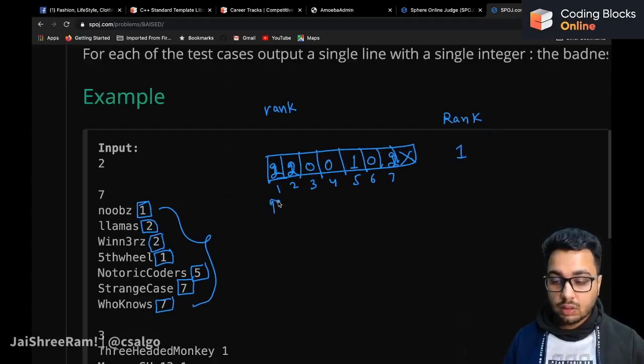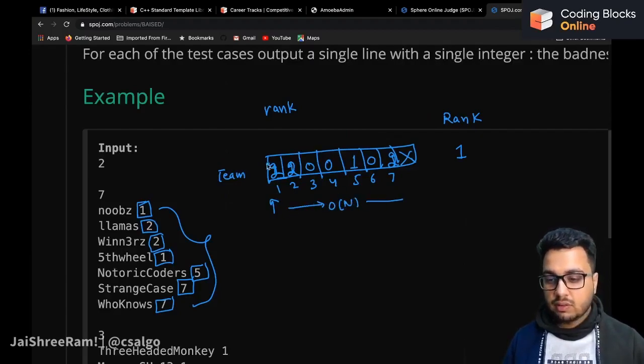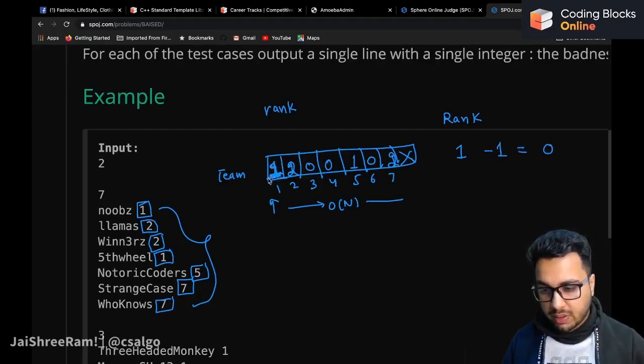So what we do, we pick a team. Teams are now added into these buckets, and adding has taken order and time. So we pick a team 1 from this bucket, and we say the available rank is 1, so we give it this rank, and this contributes a total badness of 0, and this count is reduced by 1.